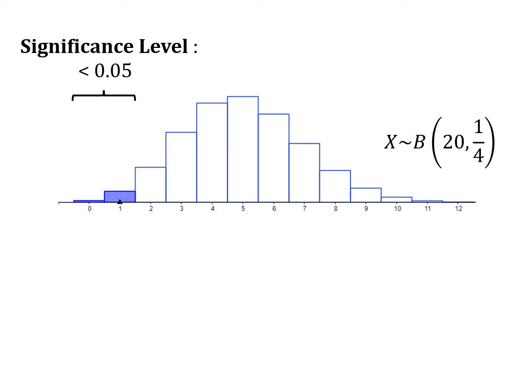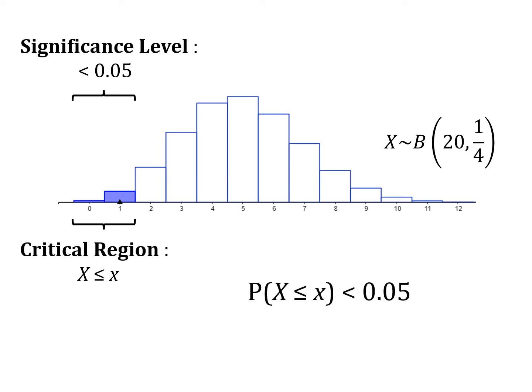In this situation, what we're looking for is the probabilities of these values to be less than our significance level, less than 0.05, 5%. And we want to find a critical region where those probabilities do indeed add up to less than 0.05. So we're looking for a value of little x where the probability of X being less than or equal to that is less than 0.05. That value is sometimes known as the critical value.